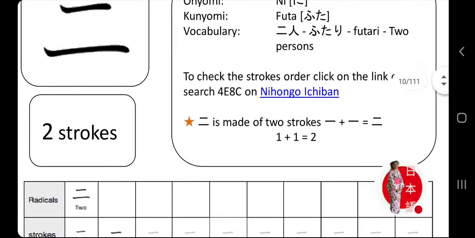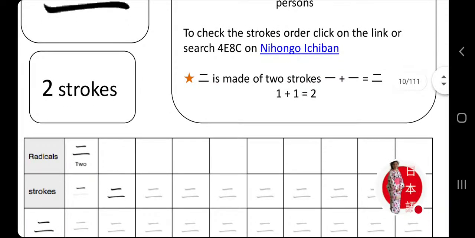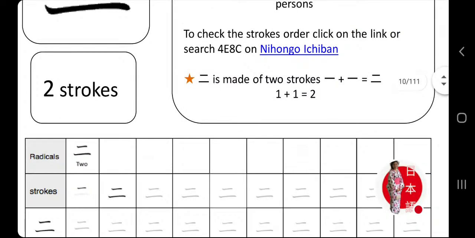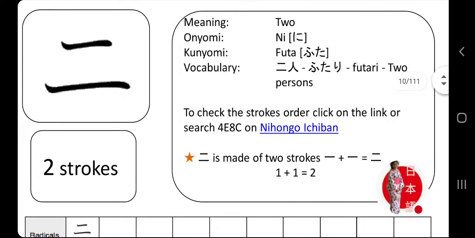So how do we write this? We have here the sample. The top is much shorter and the bottom one is longer. So just two strokes, 1, 2. Okay? So this is again the character ni. In the number system, diba, we have ichi, ni, 1, 2. So what's next? Of course, 1, 2, and then we have the number 3.